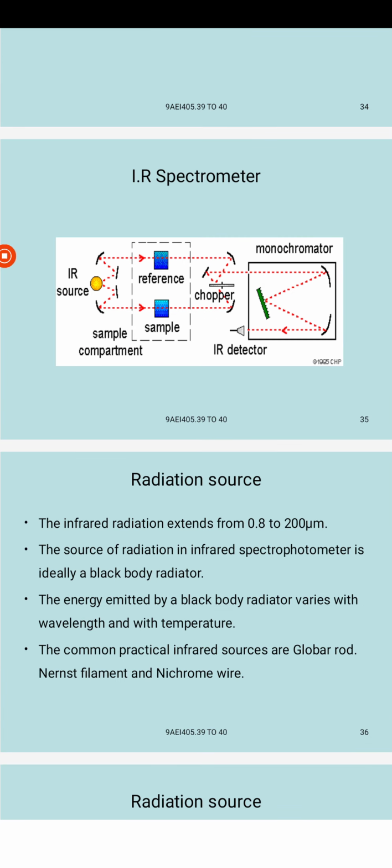So you can see the block diagram of the IR spectrophotometer: source of radiation, collimating mirrors, mirrors M1 and M2, reference and sample cells, collimating mirrors, chopper, collimating mirrors, diffraction grating, and IR detector.